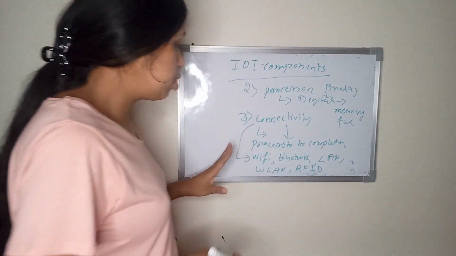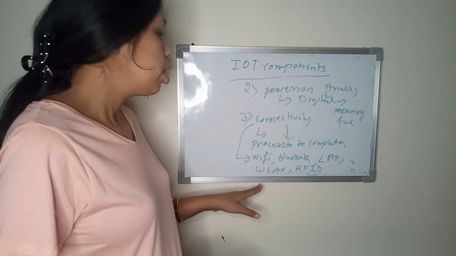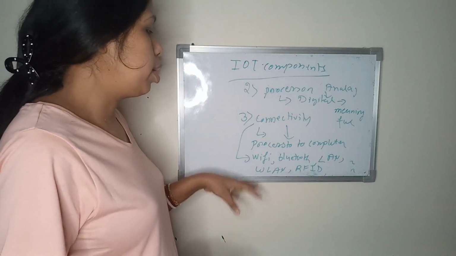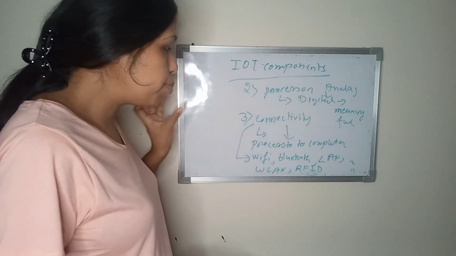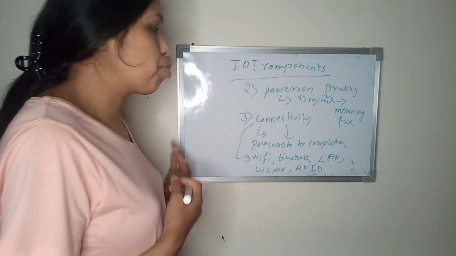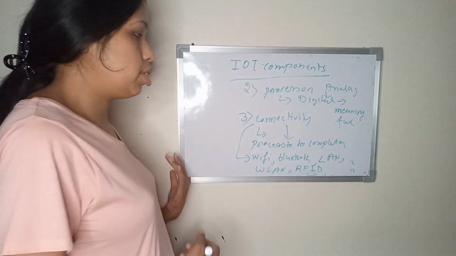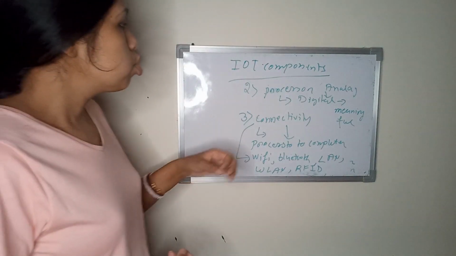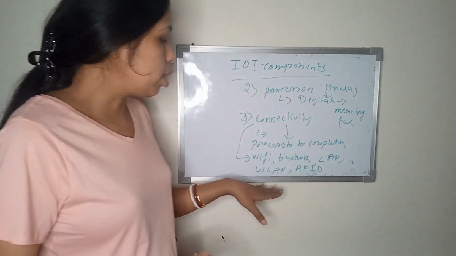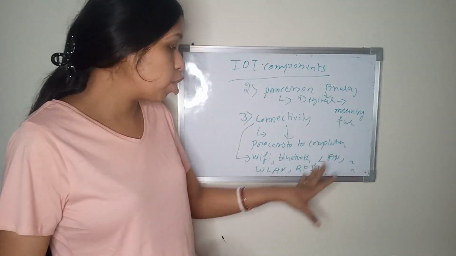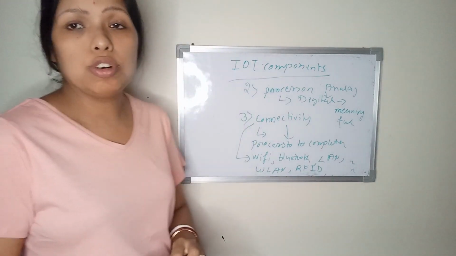Wi-Fi, Bluetooth, LAN, WAN, RFID, WLAN, these things are under connectivity only. These are the medium or channel through which the data is transferred from the sensor to the processor, and then from the processor to the computer. And after that, from the processor you will get the meaningful data, that will be transferred into the cloud through the connectivity.